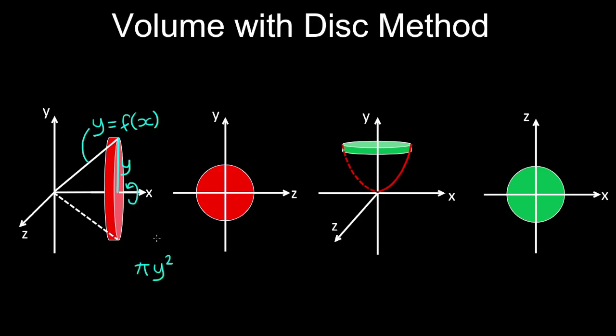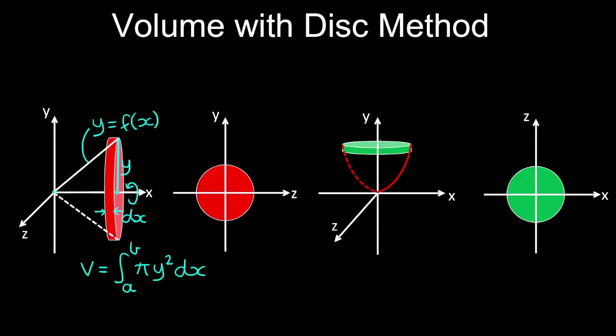And then multiplying by the infinitesimal thickness of the disk, dx, gives the volume of this disk, and then we integrate from x equals a to x equals b to get the volume of the revolved solid. And you can imagine that this is going to be a cone.